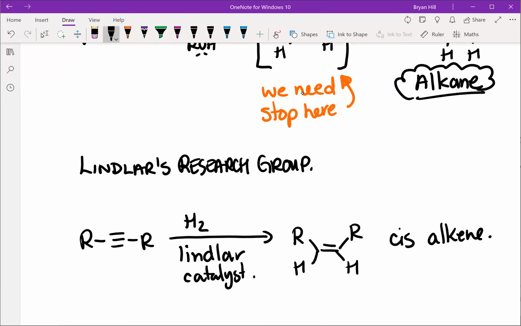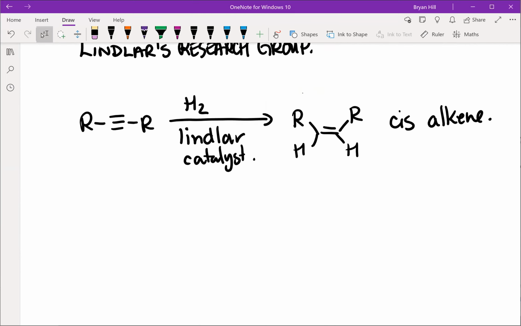Now, Lindlar's catalyst is very similar to palladium on carbon, except it's not on carbon, it's on calcium carbonate, and it's poisoned with an alkaloid. I think it's quinoline, and so it just reduces the reactivity of the catalyst, and it stops at this stage. So Lindlar's catalyst is how you end up with a cis alkene. So that's basically what you would do.